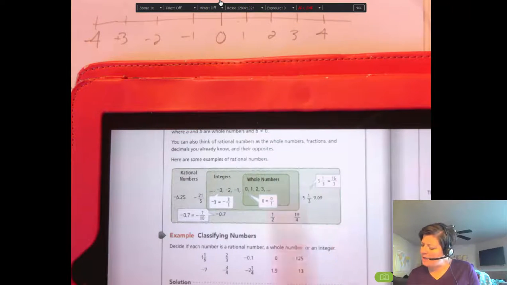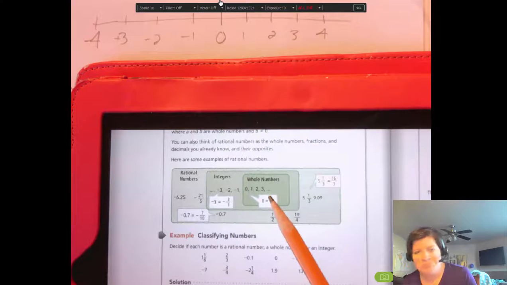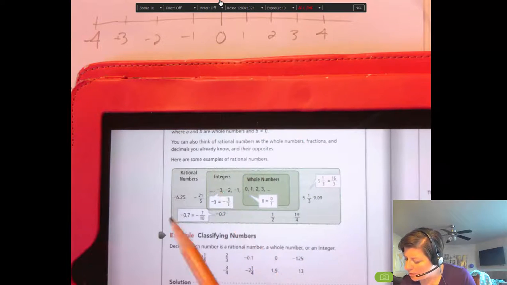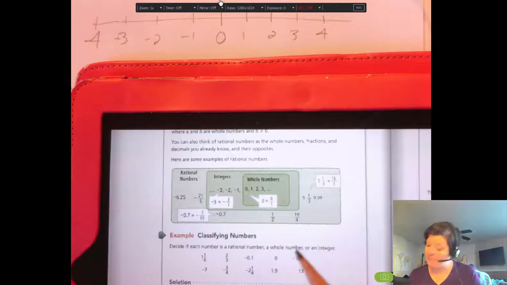So either way, you can see this chart, and I just think, okay, what if I have 1/2? Where is it on my chart? That'll tell me. Does it go in the middle? No. Does it go in here? Nope. It goes out here, so it's only rational for the definitions that we have.